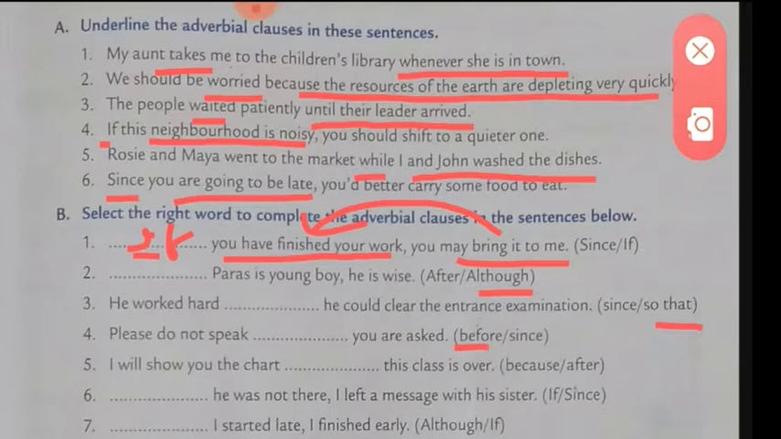I'll show you the chart. Dash this class is over. After this class is over. Dash he was not there. I left a message with her sister. Since he was not there, I left a message with her sister. These are all subordinating conjunctions. A clause with a subordinating conjunction here is an adverbial clause. Seventh one. Dash I started late. Although I started late, I finished early.